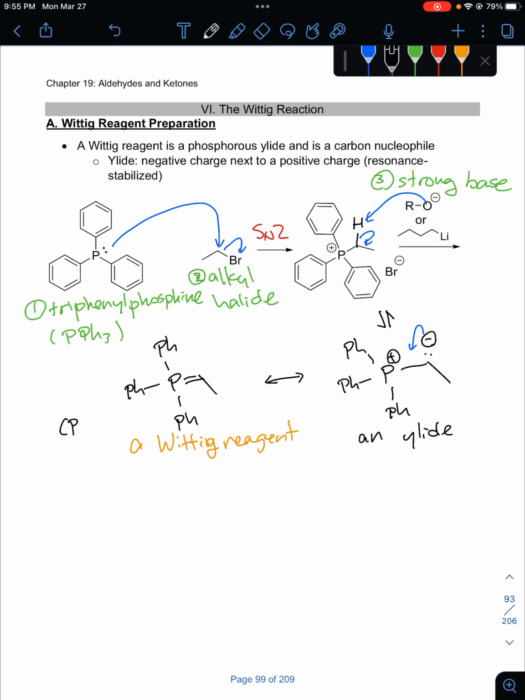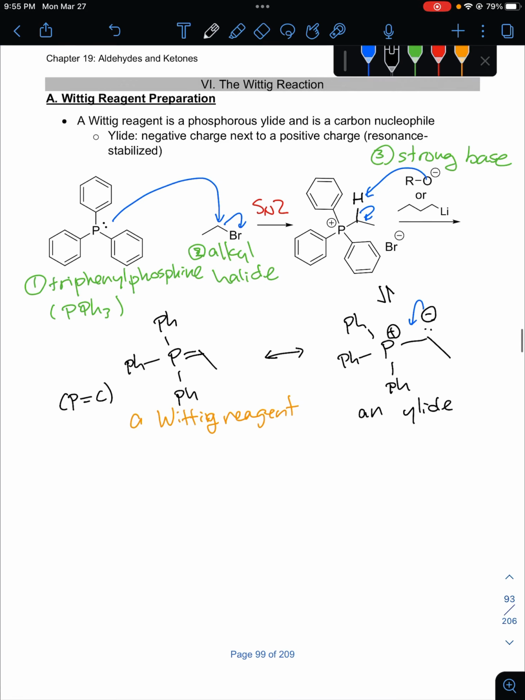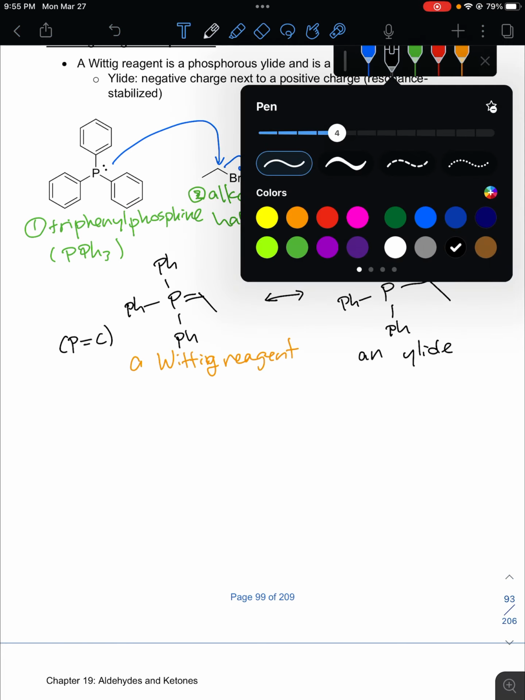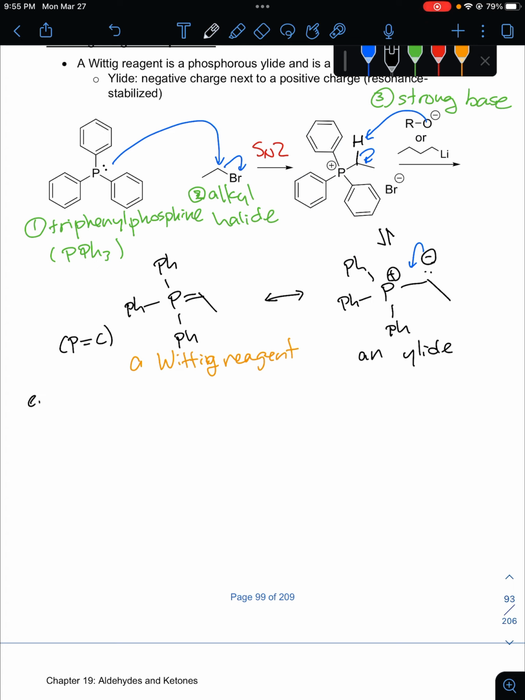So the key idea here is you have a phosphorus-carbon double bond. All right, so how do you use it? Let's think about a situation. You start out with bromomethane, and then you treat that with triphenylphosphine to do that SN2 reaction, and then maybe you put in potassium t-butoxide, and you would end up with this Wittig reagent. Hopefully that makes sense, and that's something I would encourage you to work out the mechanism for.